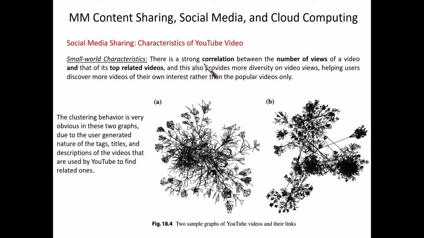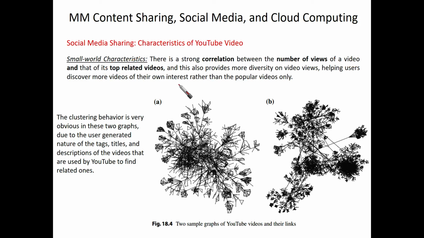The similar kind of networking phenomena we can see happening in YouTube itself, and we can see that there is strong correlation between the number of views of a video and its top related videos. How many views we can see for a video is highly correlated with its top related videos. This makes sense, and this basically allows more diversity in the views, and it helps users to come up with more videos of their own interest rather than popular videos only.